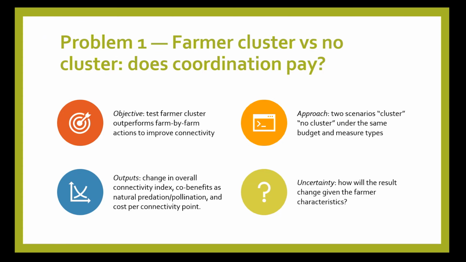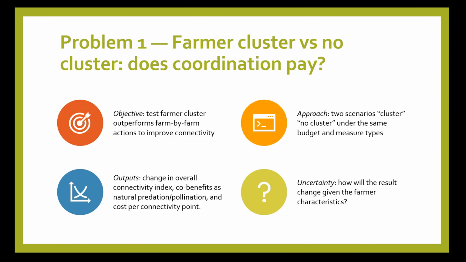So, let's put ourselves in the shoes of a policymaker or decision maker. The first objective that you could have, specific to the context of the framework, is to test whether the farmer cluster approach outperforms farm-by-farm actions, for instance if we want to improve connectivity, a specific target for a landscape. Let's observe the two approaches. Ideally, we would test two scenarios, one with the cluster and one without, using maybe the same budget and the same type of measure to improve connectivity.